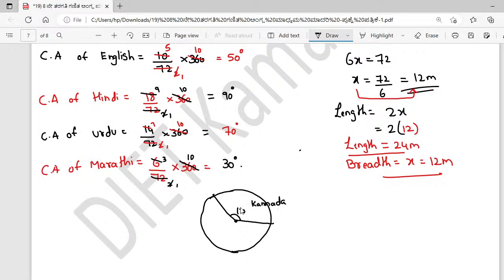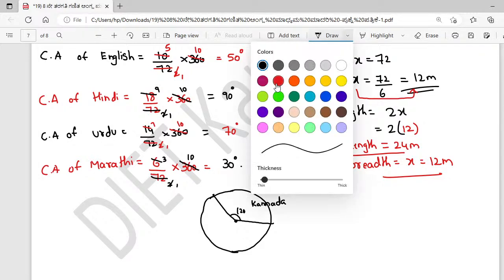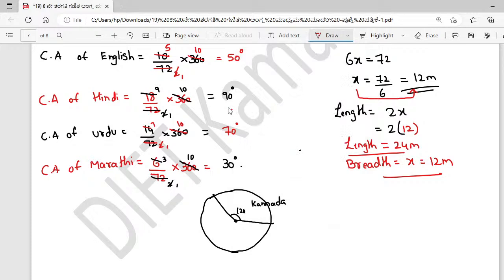The remaining angles are for English, Hindi, Urdu, and Marathi. I'm not using any protractor, so don't go by my figure. You can use the protractor and you will get the exact figure. This is just a rough figure for your observation and understanding purpose. I am giving the rough figure for you all, and you can use a protractor to get the exact figure.